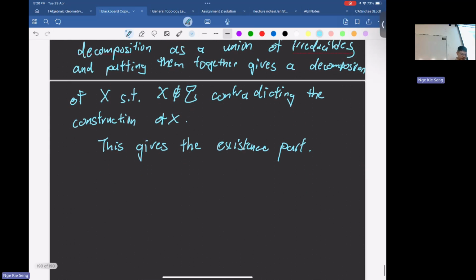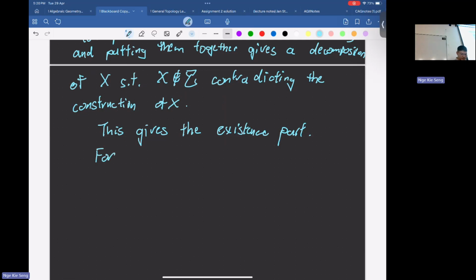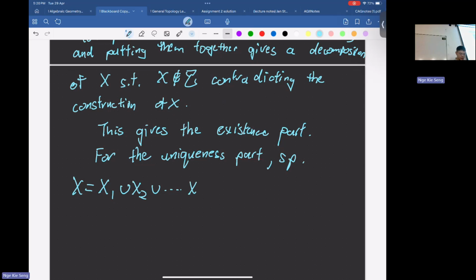So how about uniqueness? Uniqueness is also kind of a standard thing here. This uniqueness will use the lemma we proved just now. So let's say we can split our X in two ways. One is X1 up to XR, the other one is Y1, Y2 up to YS. We don't even know whether R and S are the same or not. Very general.